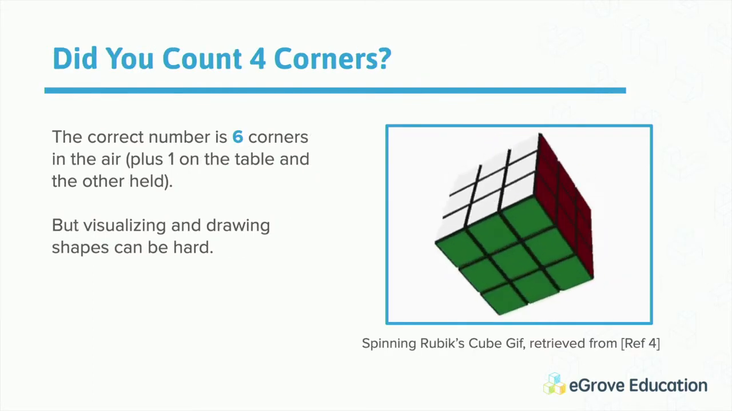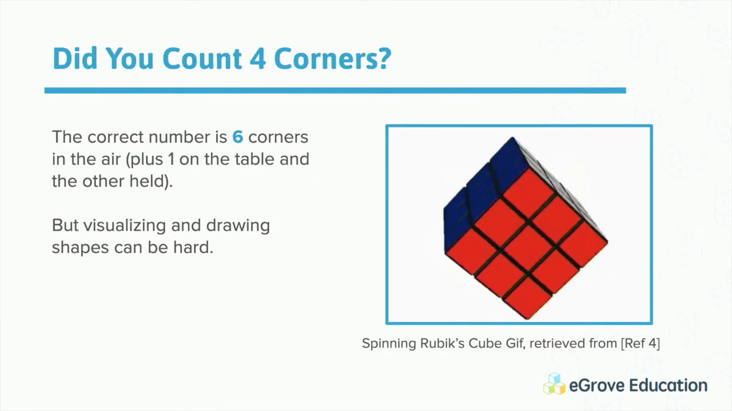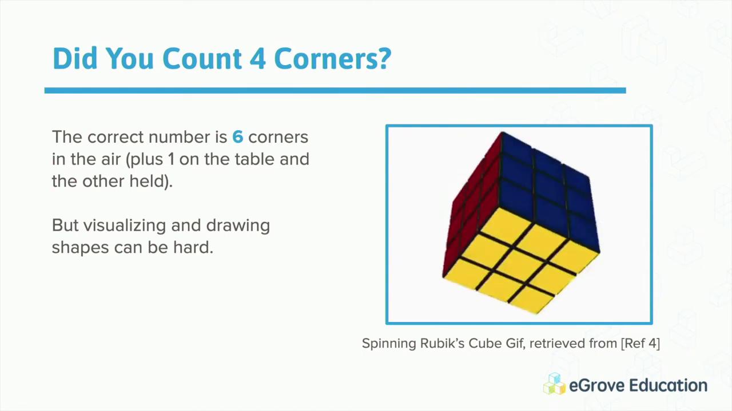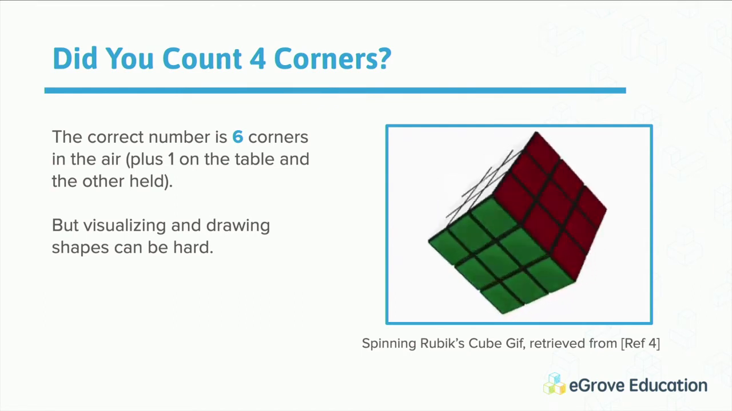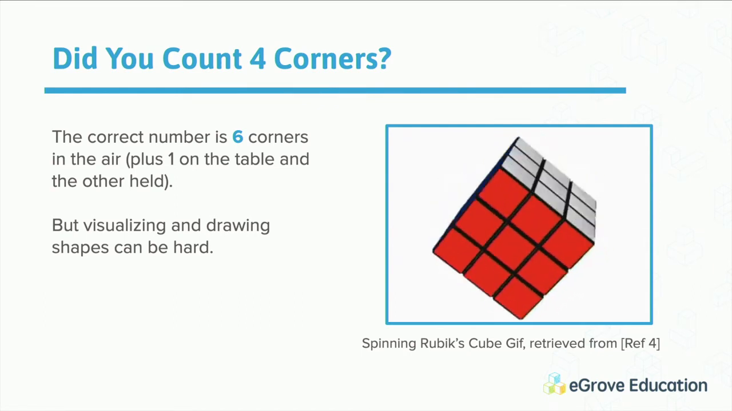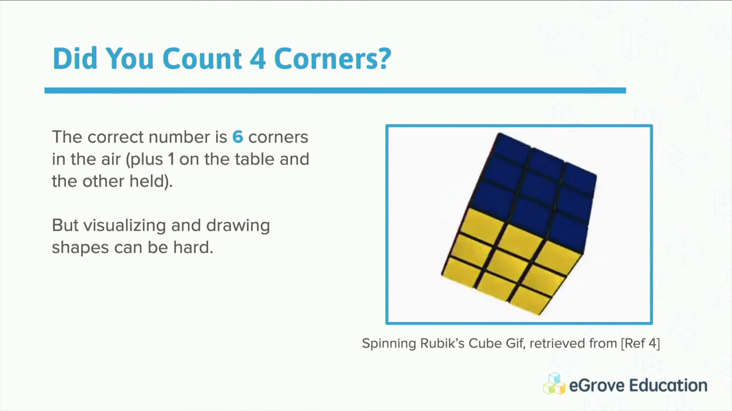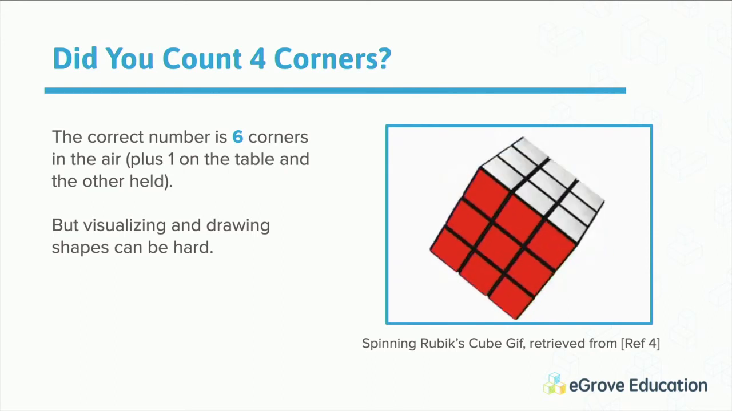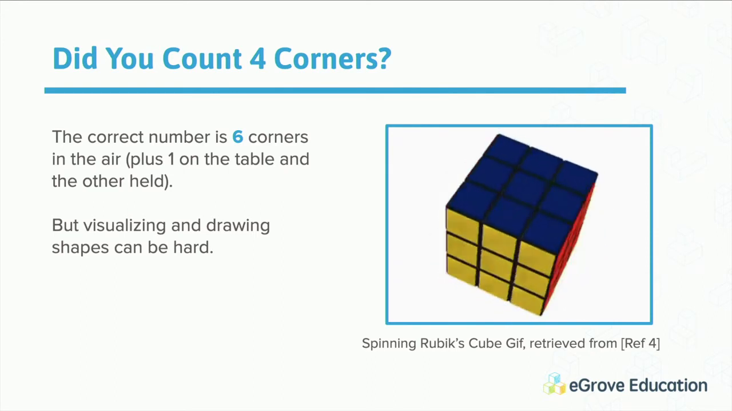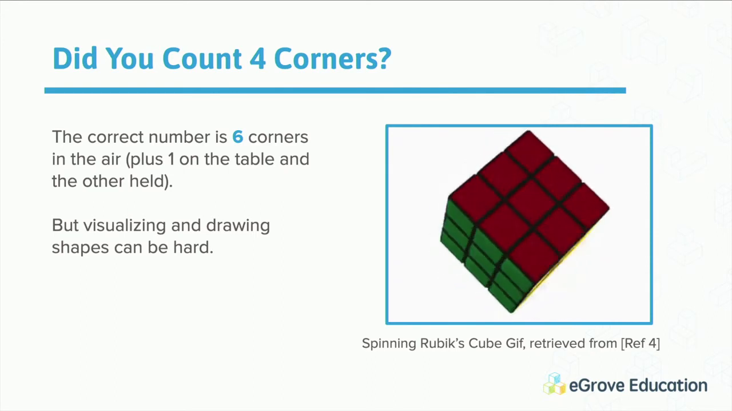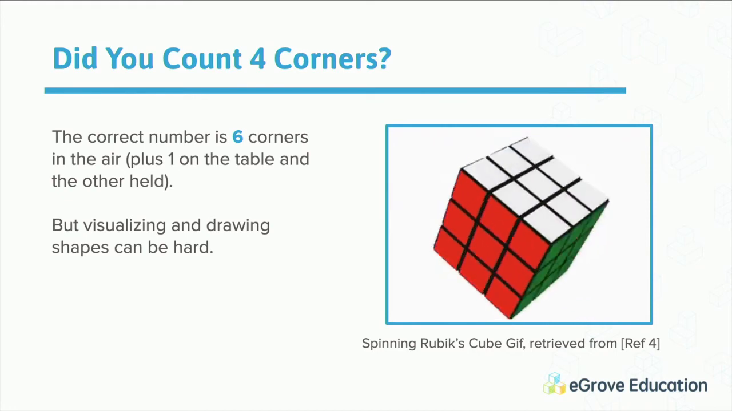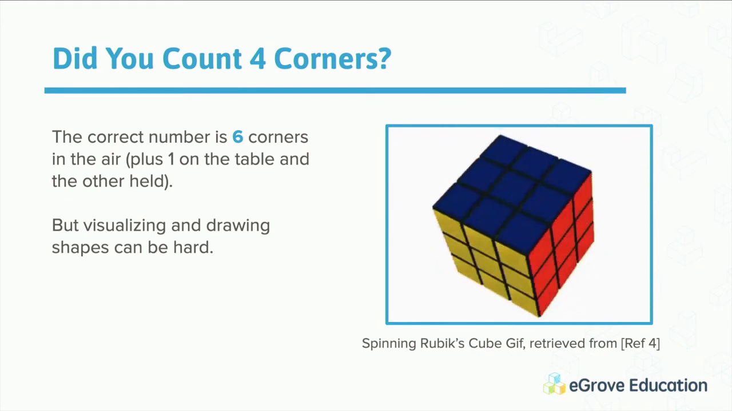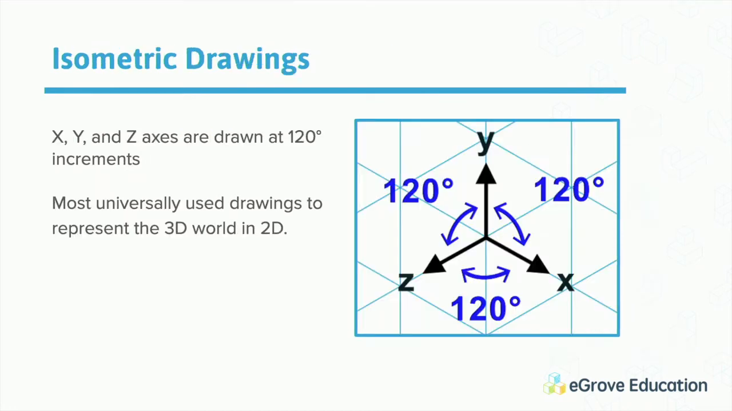So the correct number is actually 6. I bet you a lot of you guessed 4. And that's hard, to take a cube and rotate it and realize that it doesn't just have four, because that would be a different shape. It wouldn't be a cube, it would be like a rhombus or a triangular 3-dimensional shape. So you can see that visualizing and drawing 3-dimensional shapes can be challenging, but the more you practice, the better you can get at it.